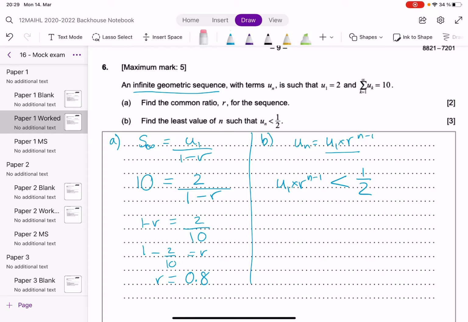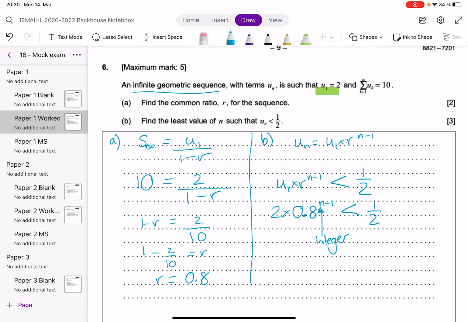But I know some of these values. I know u1 is 2, I think. Yes, that was up here. u1 is 2, r is 0.8, n minus 1 is less than a half. I think we could probably use the function app to solve that. Just remember, n represents the figure number in your sequence, so it's got to be a whole number. It's got to be an integer, to use the word that we used earlier. So when we solve that, we're going to have to think about how we round. Do we round up or do we round down?